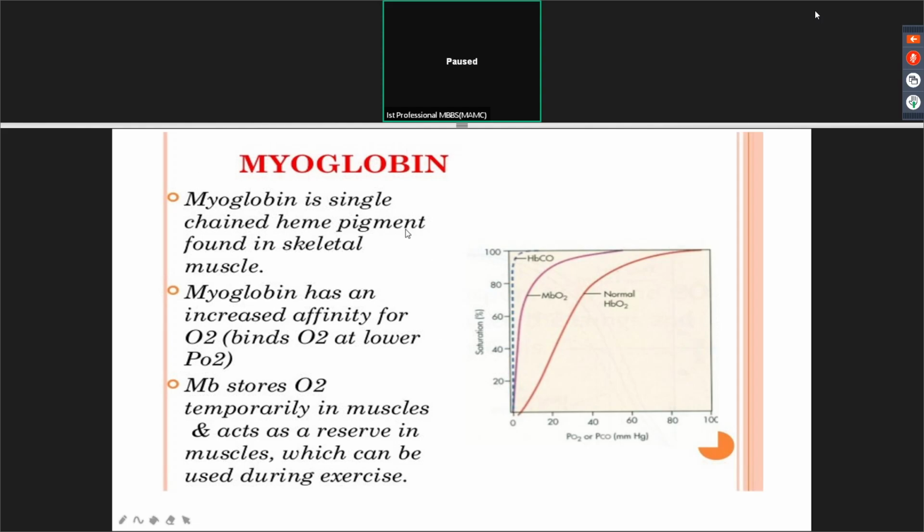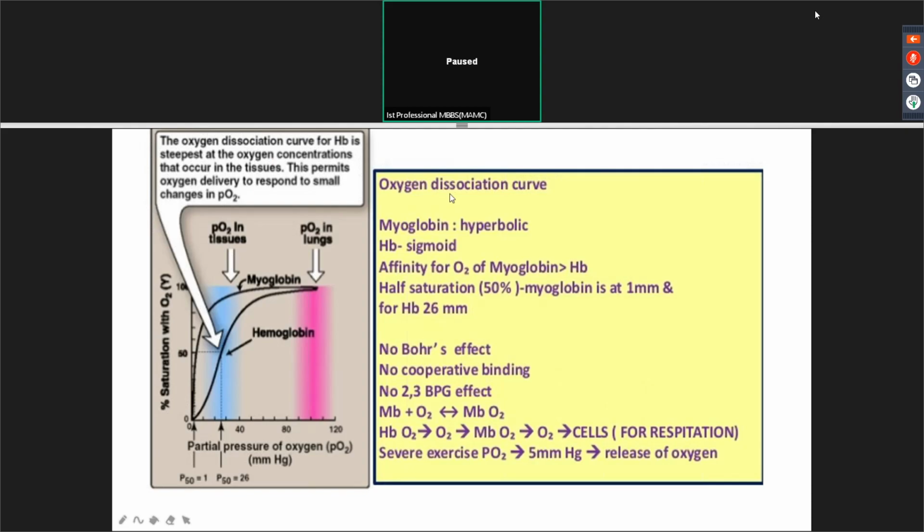So why does this happen? Because it is either saturated or not saturated, because it has only a single heme moiety. So it has an increased affinity for oxygen. Myoglobin stores oxygen temporarily in the muscles and acts as a reservoir in the muscles, which can be used during exercise. So this is the difference between the two curves.